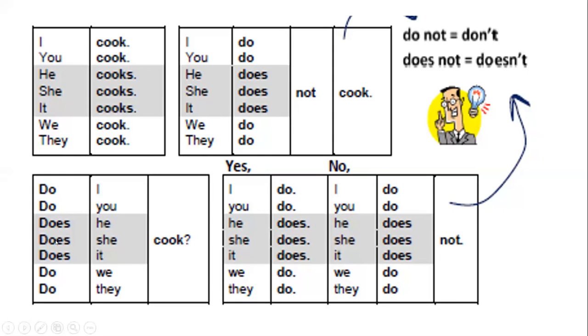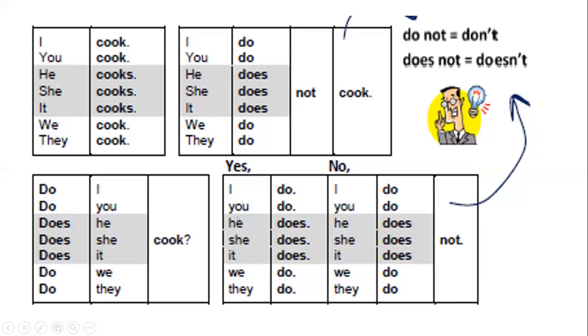Okay, what about the questions? When I have to elaborate a question with a simple present, what I do is to move the auxiliary do or does to the beginning of the sentence. For example, do I cook? Do you cook? Does he, she, it cook? Do we cook? Do they cook? And then the possible short answers. Yes, I do, or no, I don't, or I do not, right? If I do it in the full form.